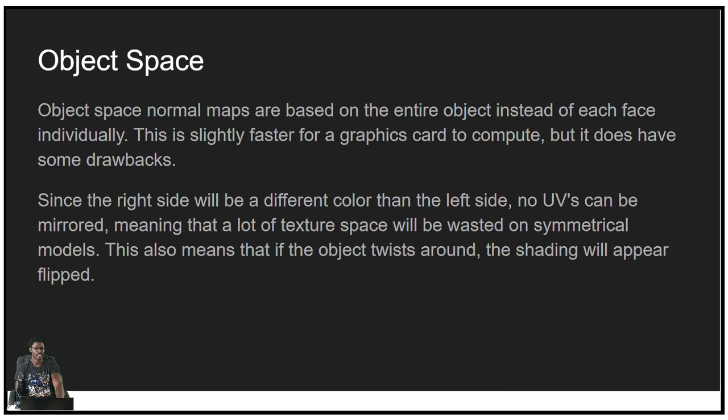All right. So object space normal maps are based on the entire object instead of each face individually. This is slightly faster for a graphics card to compute, but it does have some drawbacks. Since the right side will be a different color than the left side, no UVs can be mirrored, meaning that a lot of texture space will be wasted on symmetrical models. This also means that if the object twists around, the shading will appear flipped.